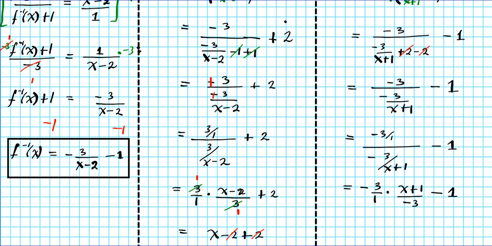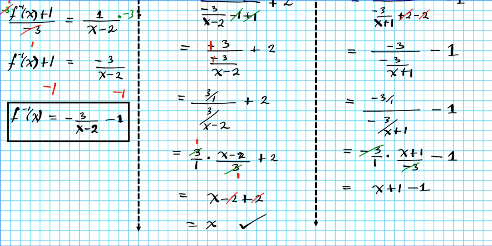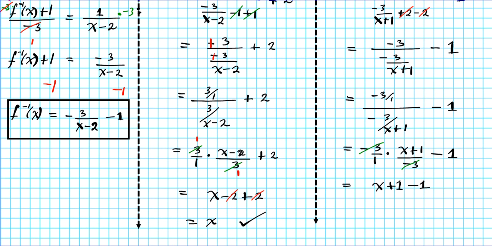Okay, now the negative 3's divide out, and we're left with x plus 1 minus 1. Now what happens here? Minus 1 plus 1 combine to give you 0. Okay, so we're left with x, and that is exactly what we're looking for. So by composition, we've been able to show that our inverse function is correct. So we'll put a little box of accomplishment to show that we have completed our proof.